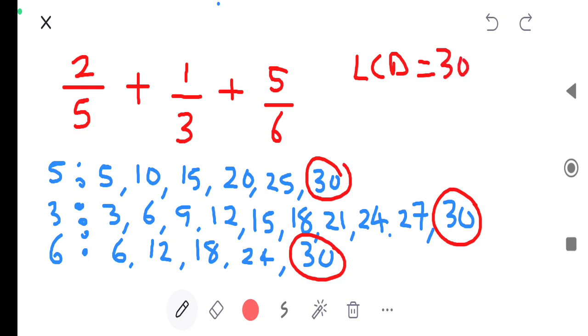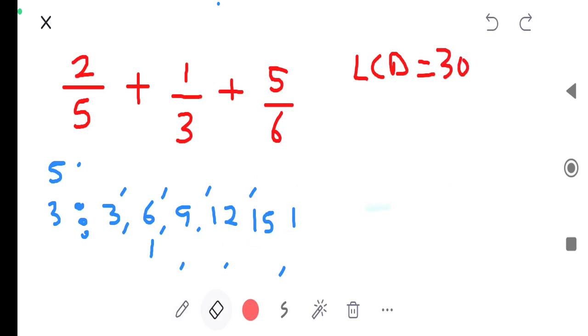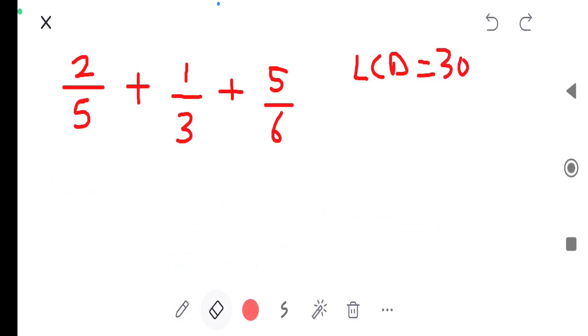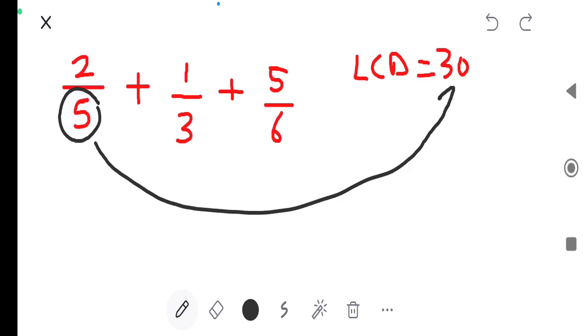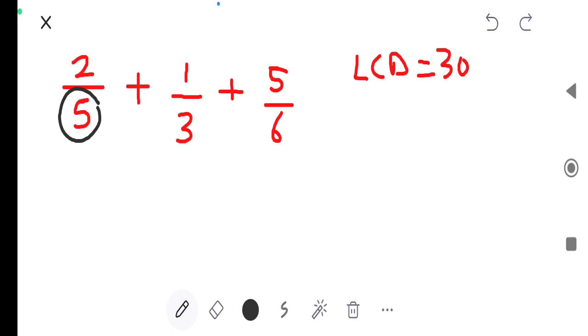So now that we know the LCD, let me just erase this part so that I can have space to continue this calculation quickly. Now, you start with the first denominator. What will you do to this 5 so that it will become 30? 5 times what number will give 30? That should be times 6. So you come here, you do times 6. Then you go to the top and do the same thing, which is times 6.